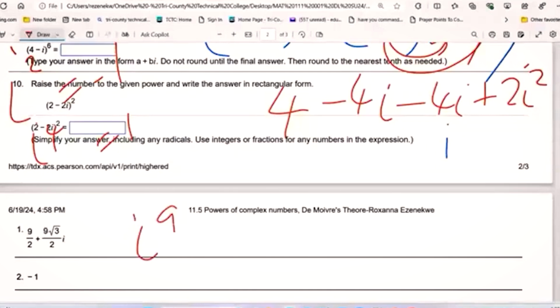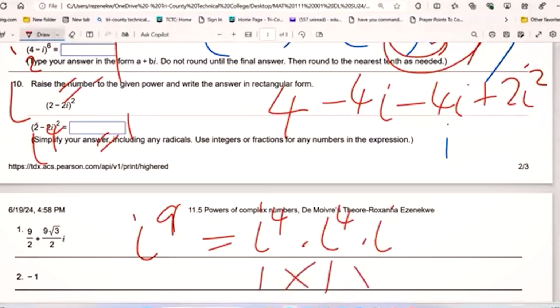Right now, I already know that i to the power 4 is 1. So I can say i to the power 4 multiplied by i to the power 4 multiplied by i to the power 1. Since those first two are 1, I won't worry about them. This is 1, and this is i. So my final answer is i. This is just a quick review.